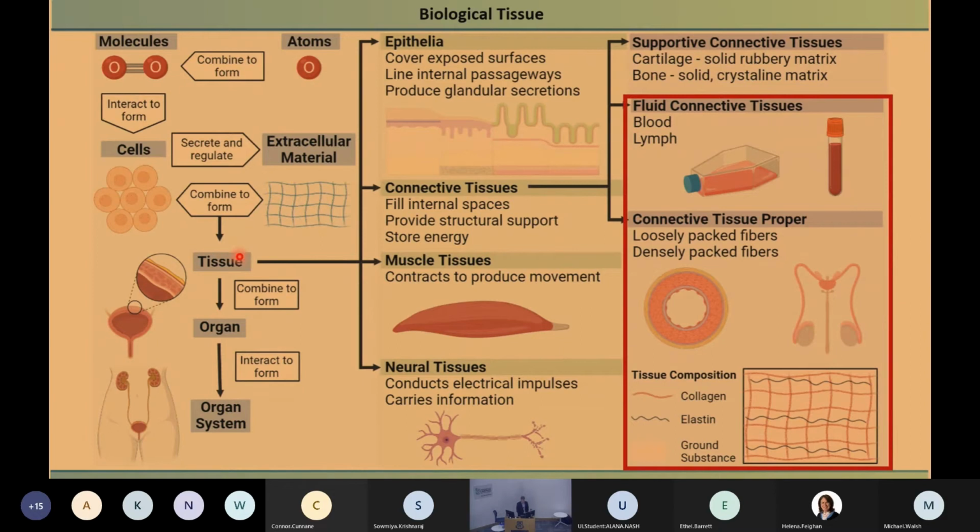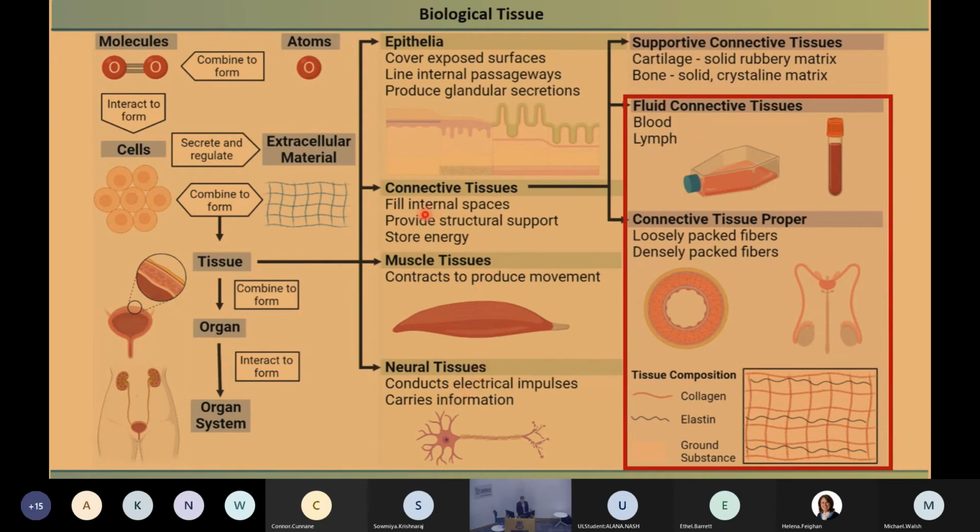But there are four types of tissues. There's epithelia, which cover exposed surfaces and line internal passageways. There's connective tissue, which I'm going to be dealing with today, which fills the internal spaces between cells and tissues and stores energy. Muscle tissues, which can contract to produce movement, and neural tissues, which conduct electrical impulses and carry information.